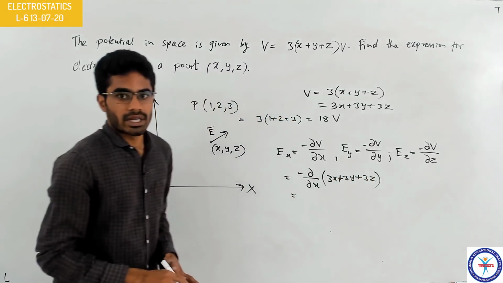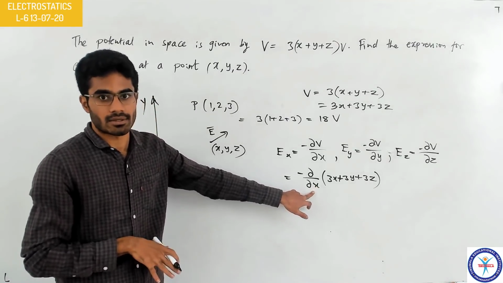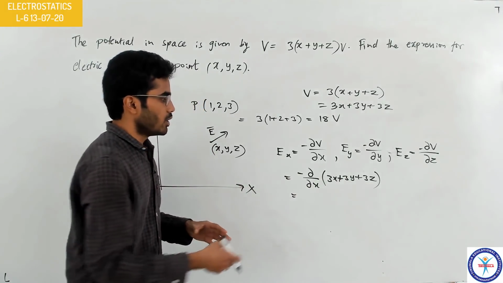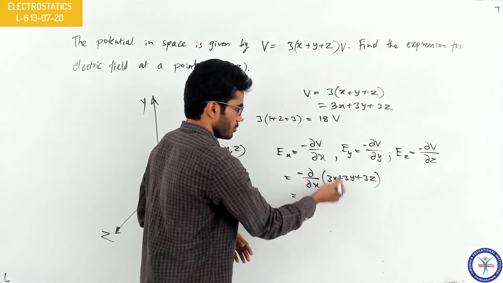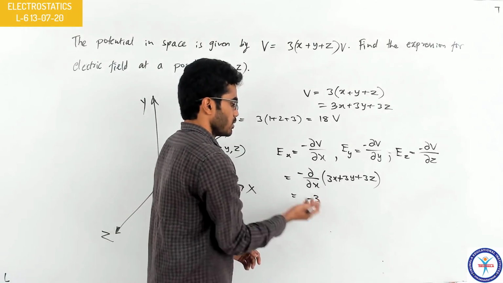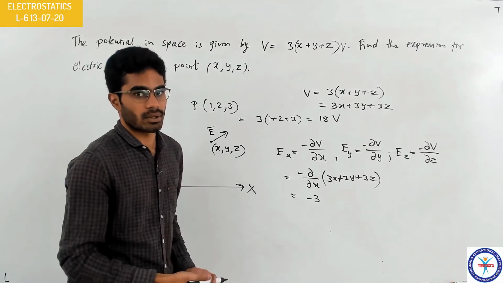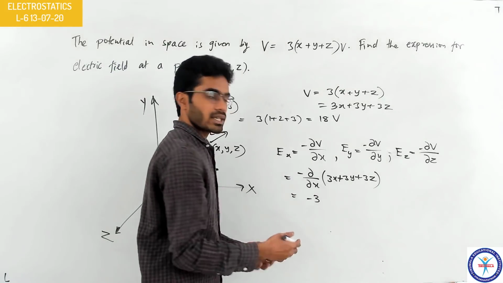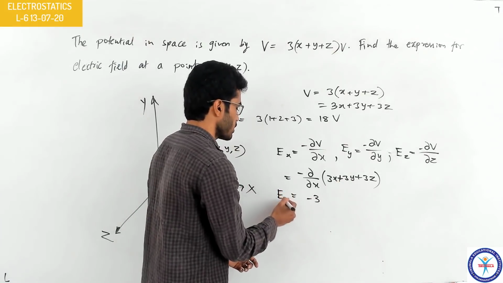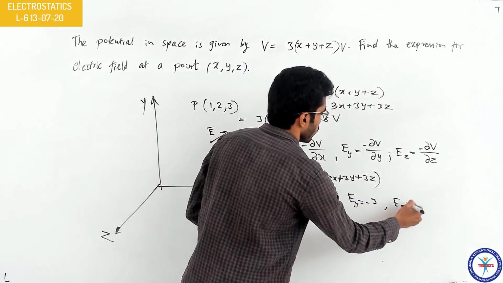So while taking partial derivatives with a particular variable, now our variable is x here. We are taking partial derivative with respect to x. So in such case, y and z become constants. So that is the idea of partial derivative. In this case, differentiating, you will have minus 3, because derivative of 3x is 3, but 3y and 3z are constants now. So with respect to x, if you take partial derivative, they will become 0, so it will be minus 3. So Ex is minus 3. Similarly, Ey will also be minus 3 and Ez will also be minus 3.